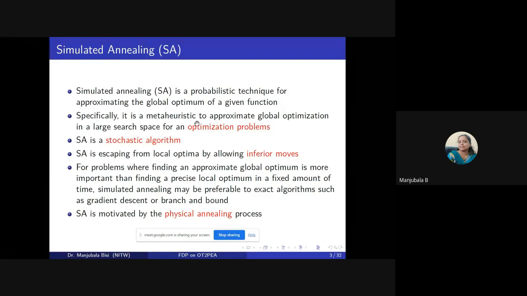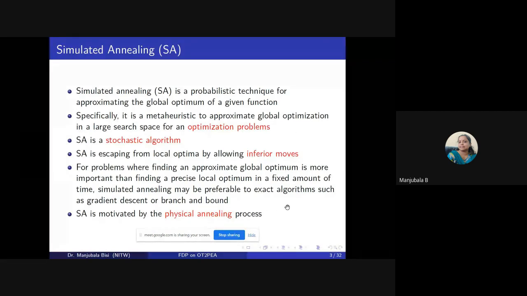right? So this is a stochastic algorithm, that means some randomness is there. So some random numbers we are using to take some decision at every stage. And this is the peculiar property of the simulated annealing algorithm. It escapes from the local optima by allowing some of the inferior moves. So all the inferior moves we are not selecting here. We are applying some probability, some acceptance probability, and depending upon that acceptance probability value, we are trying to accept an inferior solution also for the next iteration.